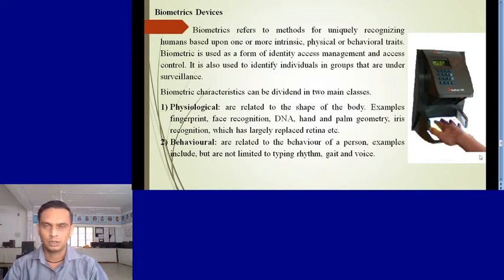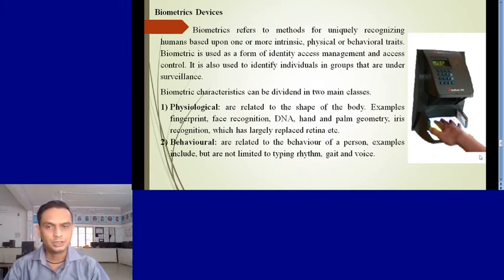We already use an Android phone which uses a biometric device, just like our thumb. By using our thumb we can access our mobile or Android phone. Biometrics refers to methods that uniquely recognize humans based upon one or more intrinsic physical or behavioral traits, just like our thumbs, our handprints, our face, our retina, which can be used to identify a particular person. It is also used to identify individuals in groups that are under surveillance by face, by their behavior or physical traits.